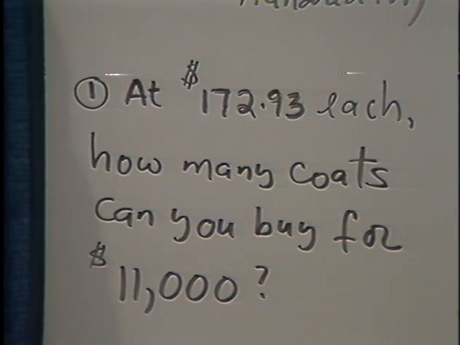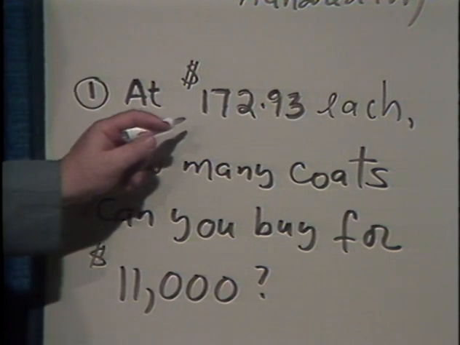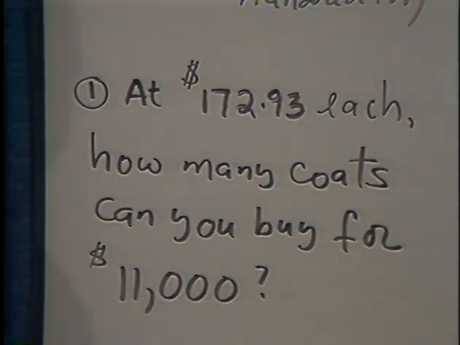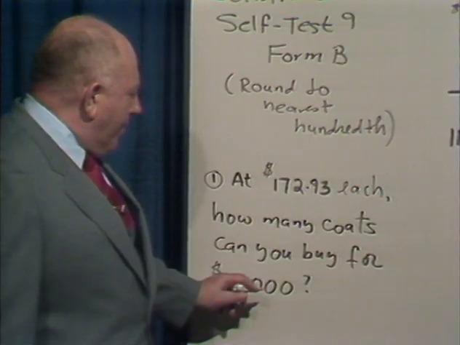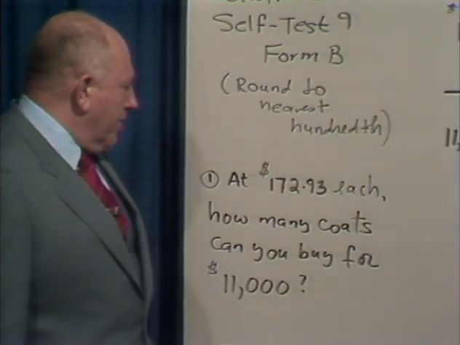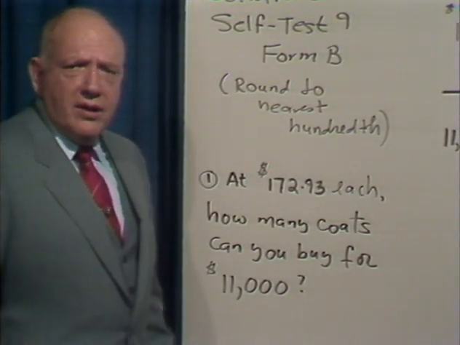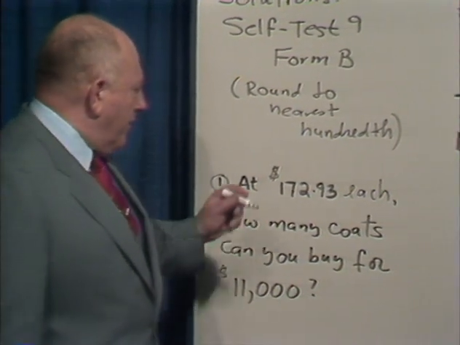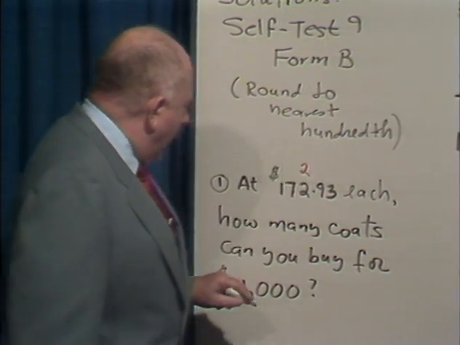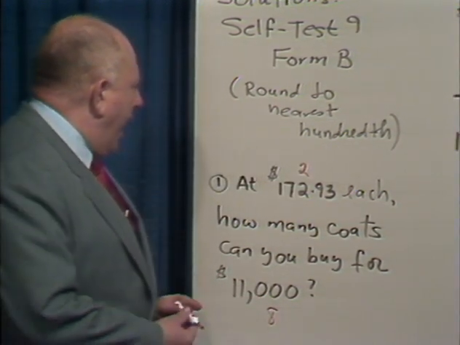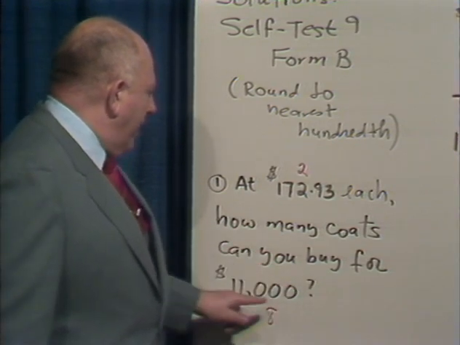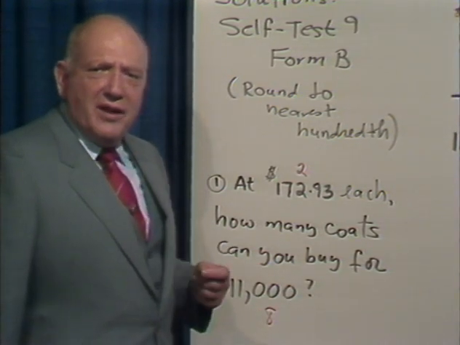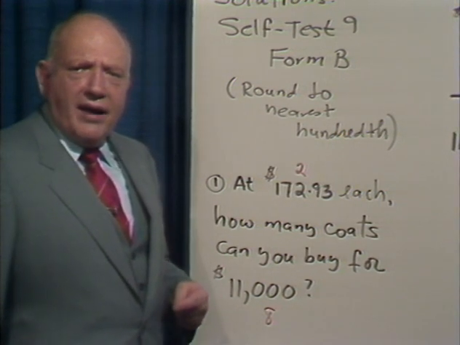the nearest hundredth. Okay? So the first problem says, at $172.93 each, how many coats can you buy for $11,000? There's a couple of ways of analyzing this problem before you begin. I mean, somehow you know you're going to be working with these two numbers. I sometimes, when I'm confused, which is quite frequently, I like to put in small numbers just to get a rough idea of what's happening. For example, I might put a 2 over here, and I might put an 8 over here. And I would say, at $2 each, how many coats can you buy for $8? It's not a very realistic problem, but using those numbers, I see I can buy 4 coats.